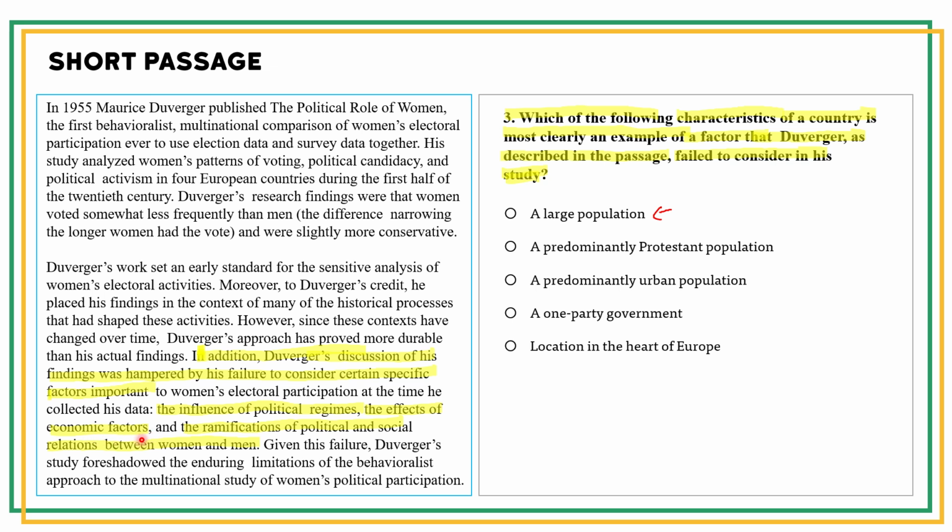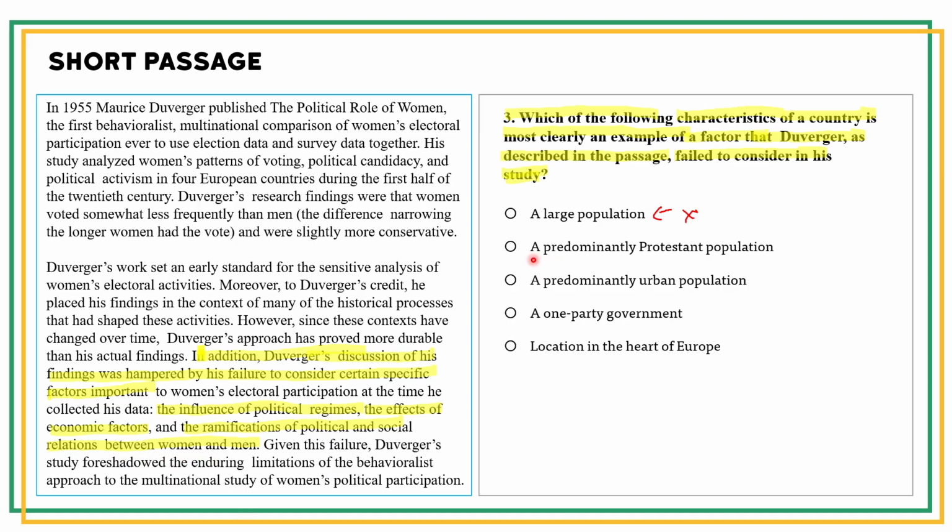I mean, how can the failure to consider a large population as a factor be similar to a failure to consider the effects of economic factors? It could be, but then we'll have to assume stuff. And also, how is the failure to consider a large population similar to the failure of considering the ramifications of political and social relations between women and men?